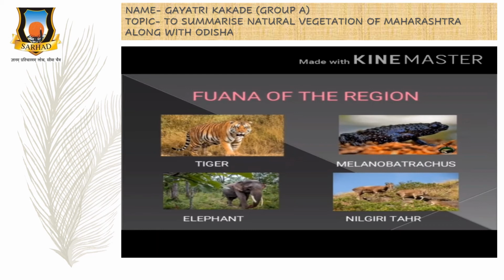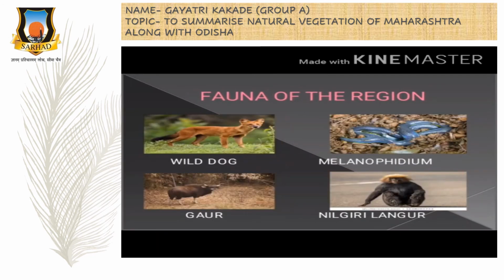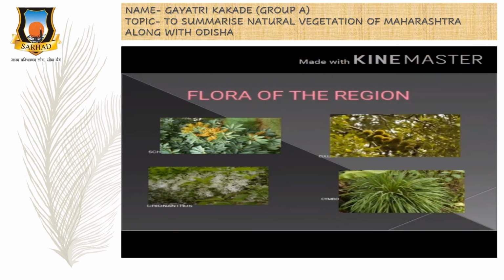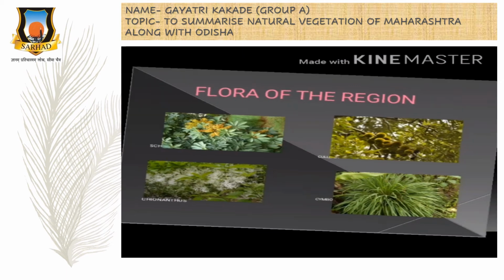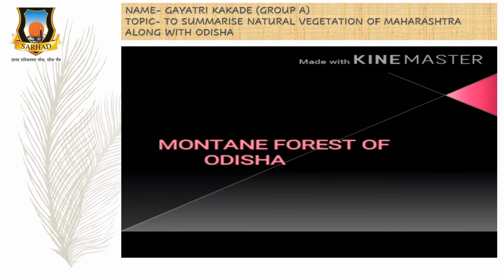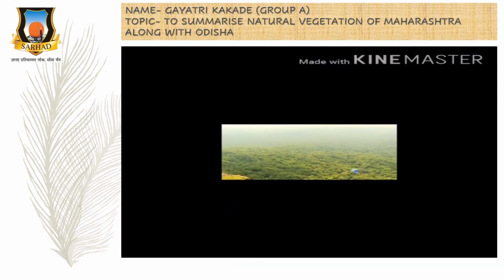Tiger, elephant, Melanobatrachus, Nilgiri tahr. The wild dog, the gaur, the Melanophidium, and the Nilgiri langur. Flora of the region: Schefflera, Gymnanthes, Kelleria, and Cymbopogon. Montane forest of Odisha.